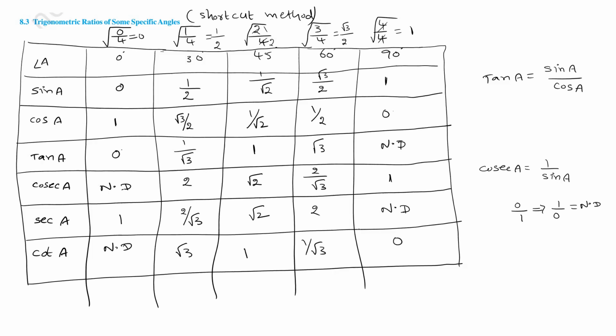So this is the table of trigonometric ratios of some specific angles. Even in the previous video we already discussed the trigonometric ratios of some specific angles. Now we will discuss the next exercise, exercise 8.2, the first problem here.